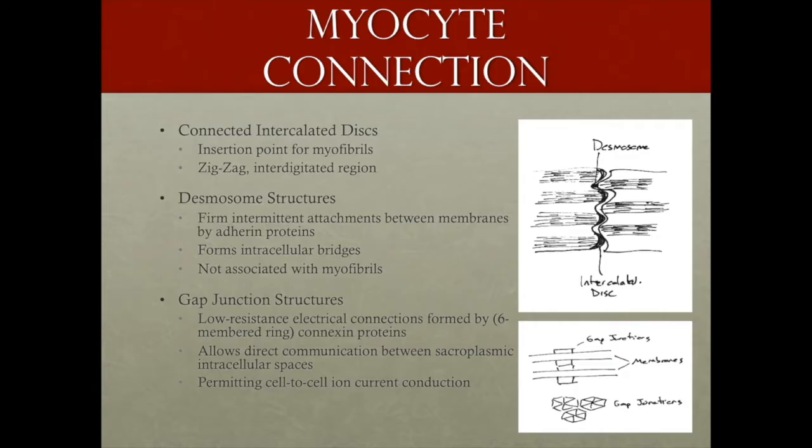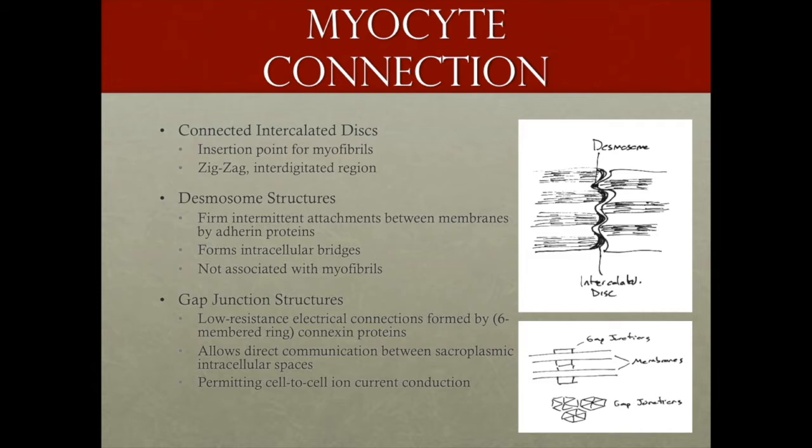These discs are important because they serve as insertion points for the myofibrils, the myofibrils being the contractile unit of the myocyte. Desmosome structures are firm intermittent attachments located between the membranes and are formed by adherent proteins. They form intracellular bridges and add structural integrity to the functional syncytium. Desmosome structures are not associated with myofibrils.